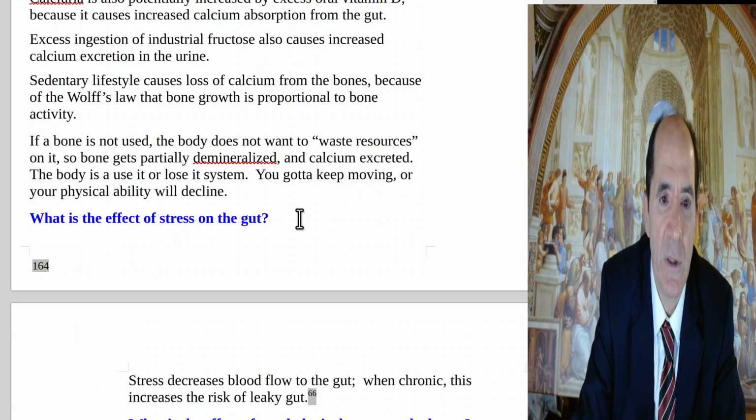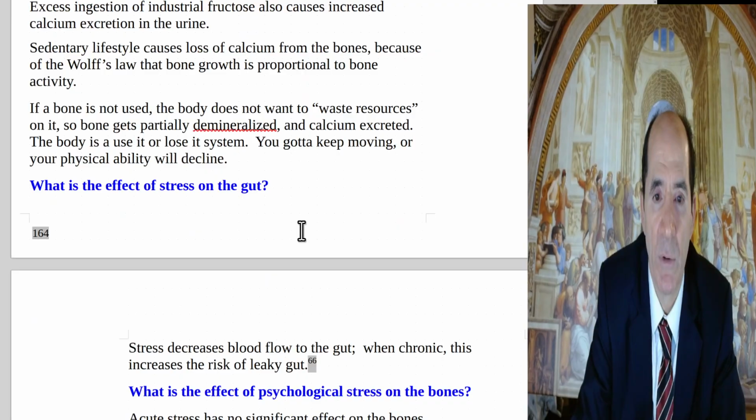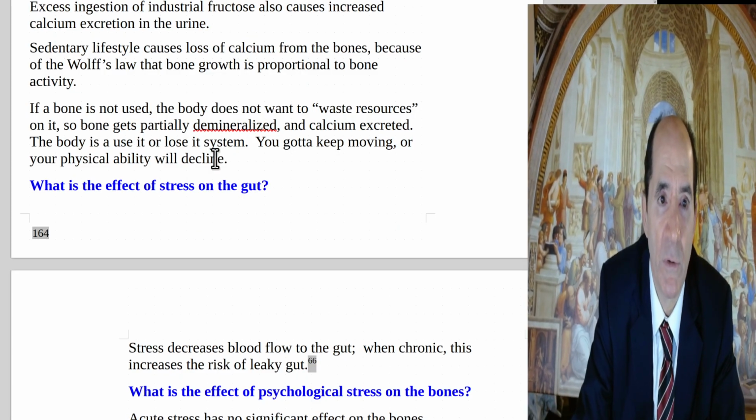Let's see, sedentary lifestyle also causes breakdown of the bone because you're not mineralizing them for bone growth. There's something called Wolff's Law. The more you use the bone, the more it maintains its mineralization, the ossification of the bone, so to speak, which strengthens it, okay? So you got to keep moving to maintain that.